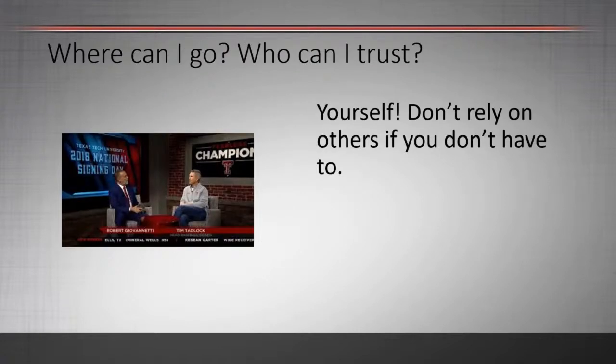Where can I go? Who can I trust? Well, the first and most reliable person is yourself. I use this picture of me with Coach Tadlock. Coach Tadlock and I have a very good relationship. I've worked with Coach Tadlock a long time. He understands that if he tells me something and asks me not to use it, I'm not going to use it. If he tells me something that he wants me to use, he knows I'll use it. He knows I won't say anything that's inaccurate about his team. He knows I won't go on there with rumors or anything else. He understands that. So you're the first person you can rely on.